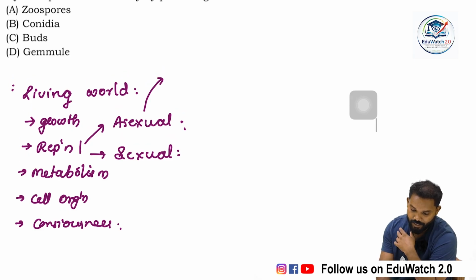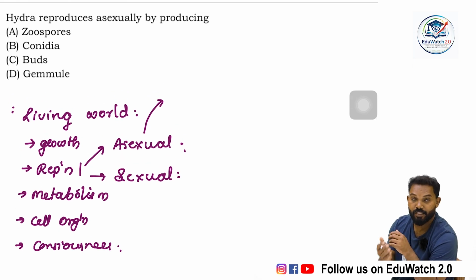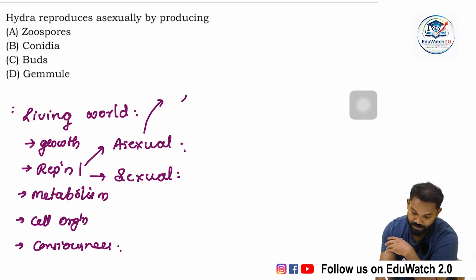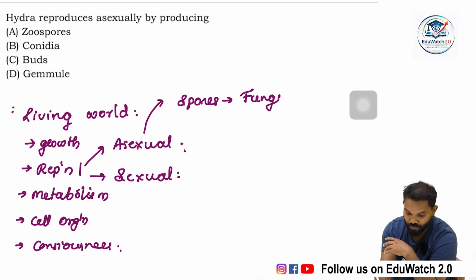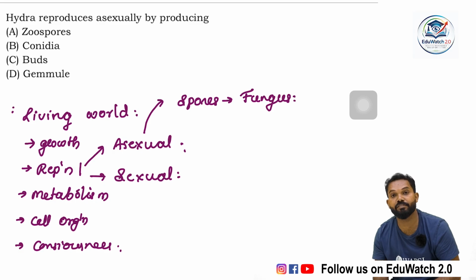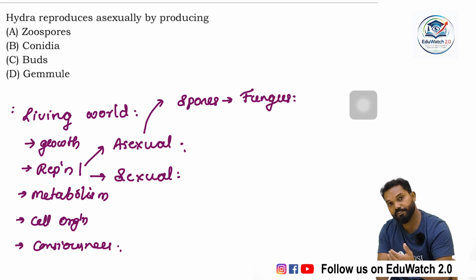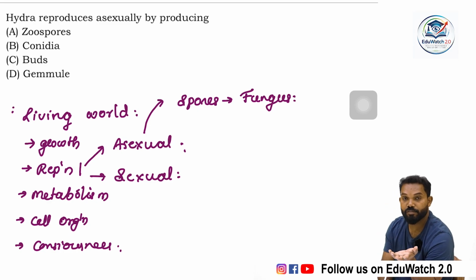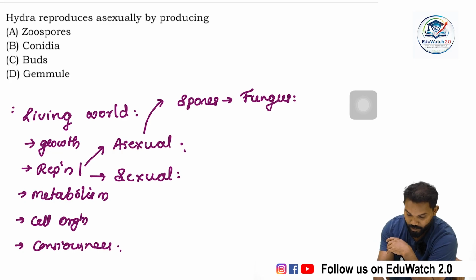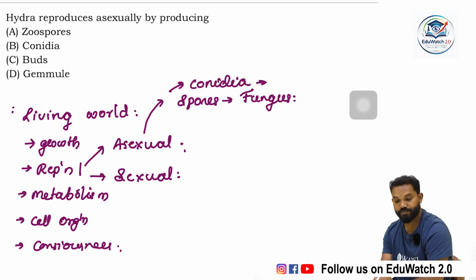Among the asexual reproductions, some examples: spore formation. The most important example is fungus. In fungus, their main reproduction method is spore formation. They produce different types of spores. Not only fungus, many primitive organisms produce different types of spores, and these are categorized into different types: planospores, conidiospores, etc. Conidia is another type of asexual reproduction method of fungus.